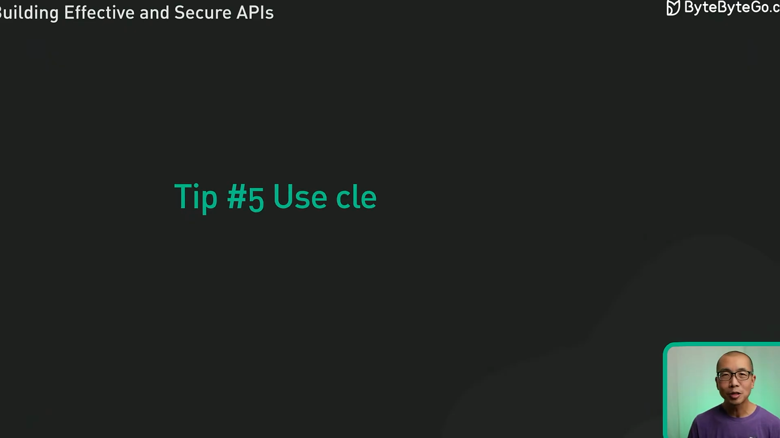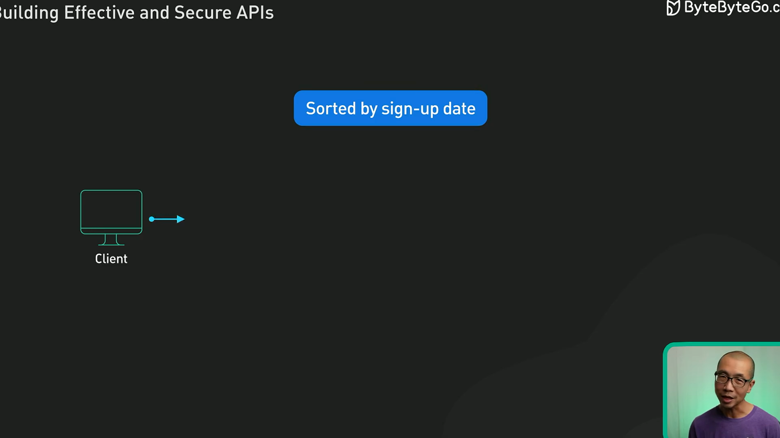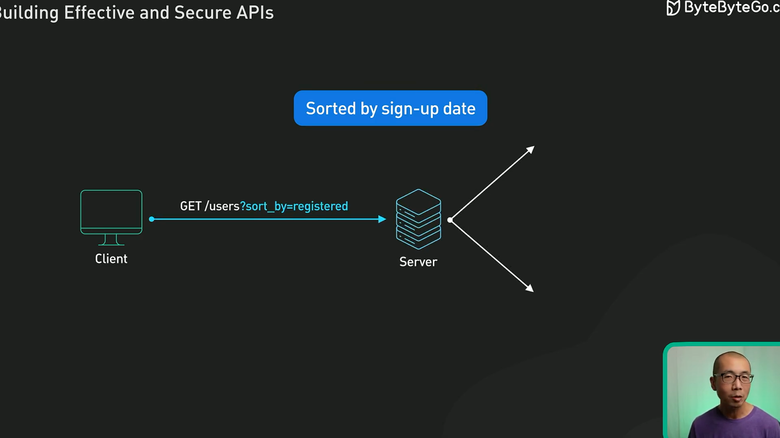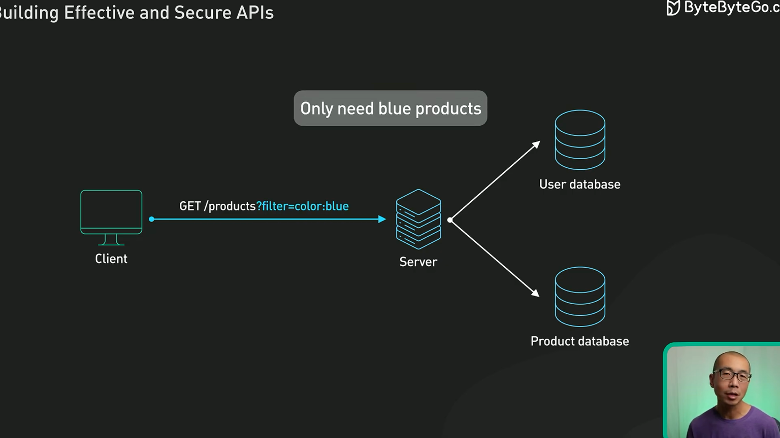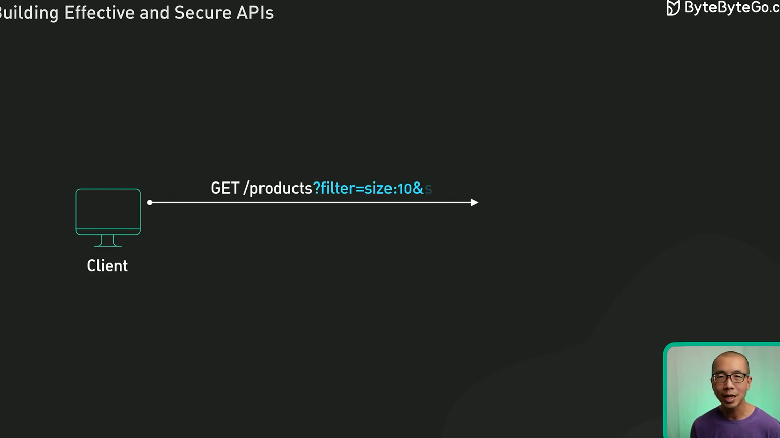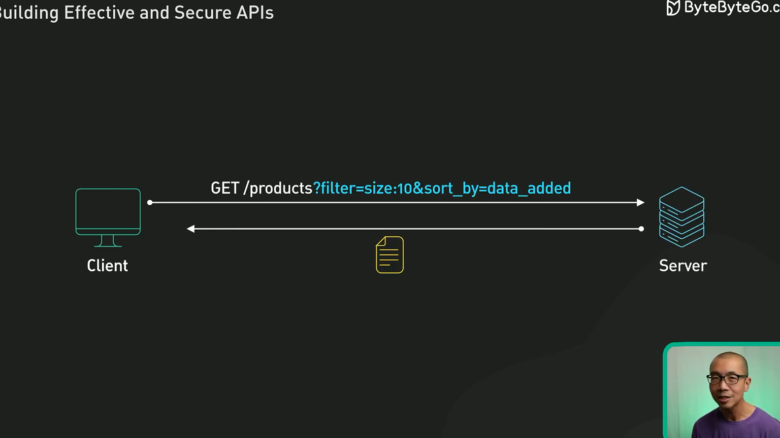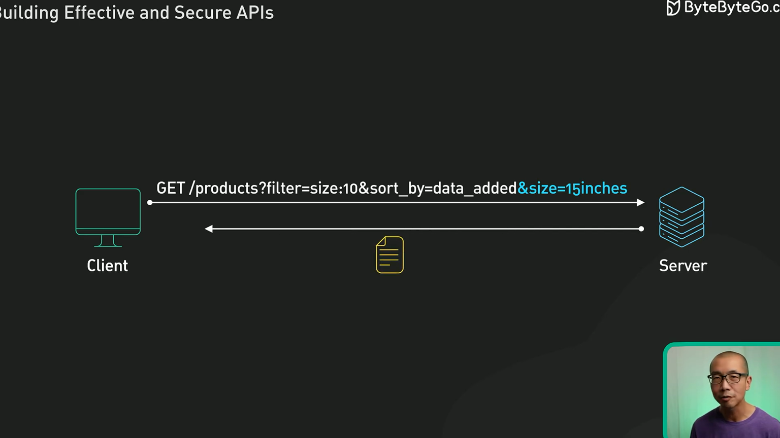Tip number 5 is to use clear query strings for sorting and filtering API data. To sort users by sign-up date, add a simple sort_by=registered parameter. Only need blue products? Try filter=color:blue. What are the benefits? First, query strings make response data easy to grasp. Developers instantly see the active filters or sort orders applied. Second, additional sorting and filtering criteria are easy to add over time without breaking existing integrations. Third, filtered and sorted result sets can be cached separately for speed.